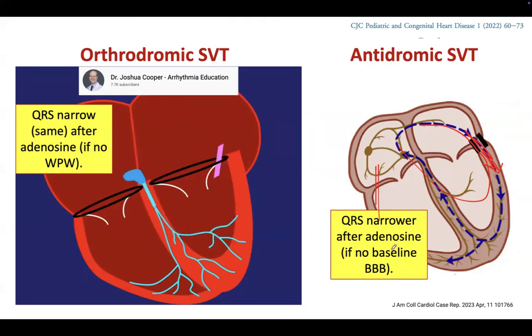Okay. So with this antidromic SVT, you present with wide complex tachycardia, you give adenosine, and then the QRS normalizes after adenosine if there's no underlying bundle branch block. There are pathways that only conduct from A to V, and they usually present with only antidromic SVT because there's no other way for the pathway to work. Okay, so these are clear, guys.